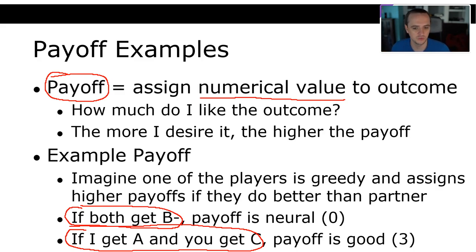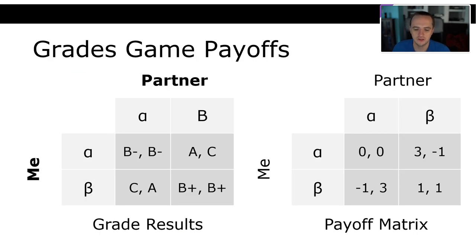Some people are obsessed with winning. I won't name any popular names. And so the payoff is really good. And so they'll give that a 3. So regardless of what the other person got, it's lower. So I want that. So if the payoff is neutral, you get a 0. If I'm better than you, if I get a better grade, then I get a higher number, okay?